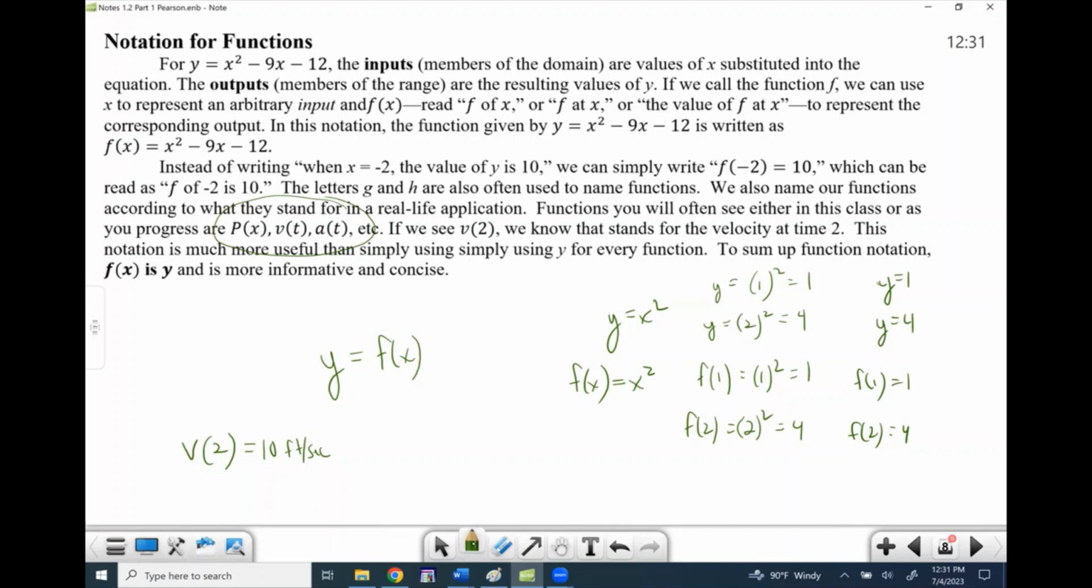So we're going to try to put in the f of x more often instead of the y. In the class, basically anytime you see f of x, you want to think of it as a y, or you can replace it with the y. All right.